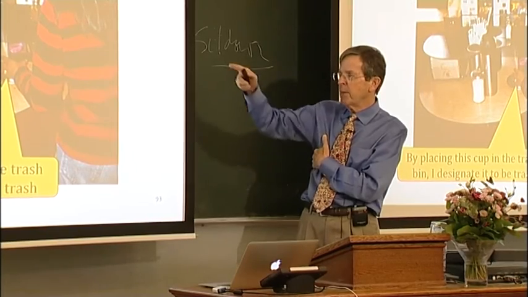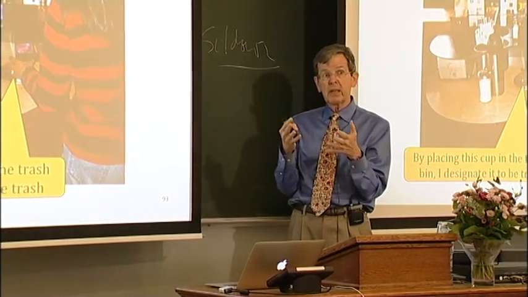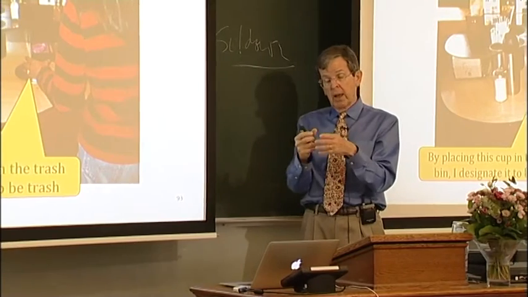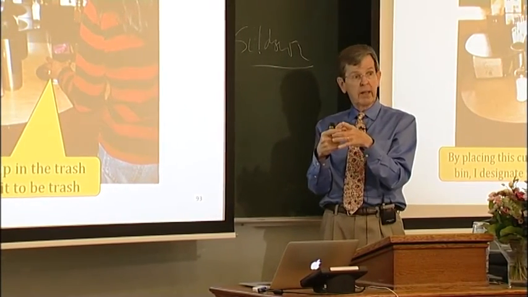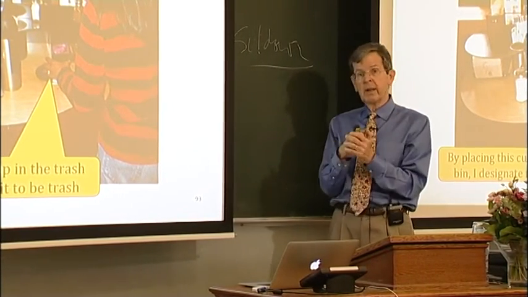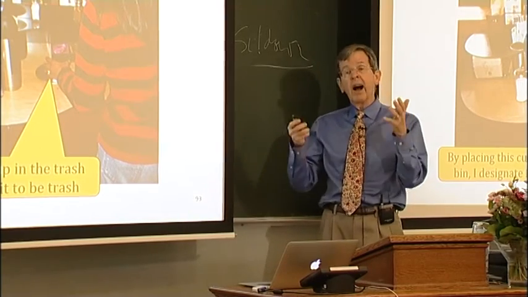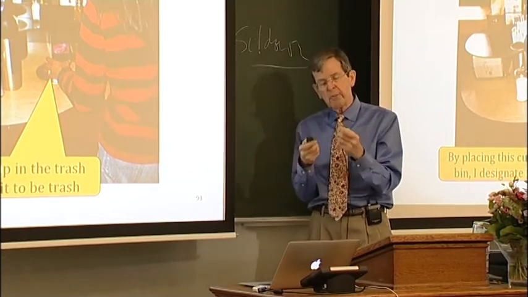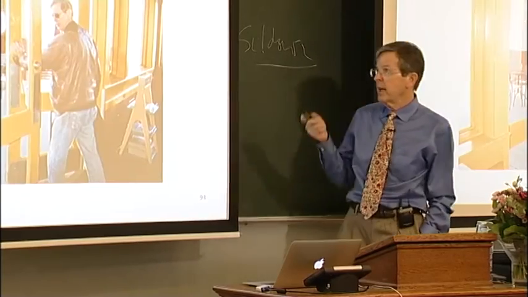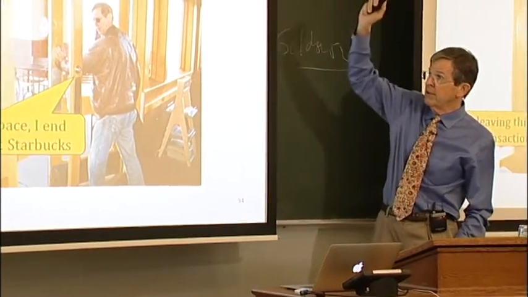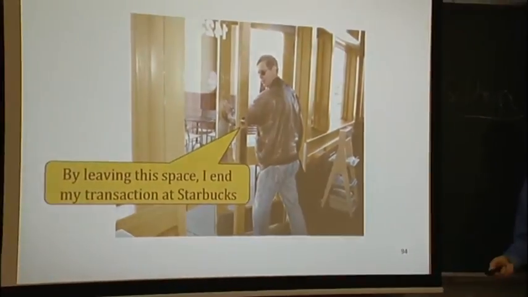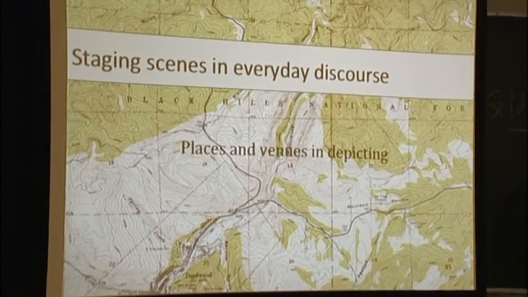By placing this cup in the trash bin, I designate it to be trash. So as long as she has the cup with her, it's not trash. But as soon as she puts it in that bin, she is saying, I'm specifying this to be trash. And that's just a placement issue. And here he leaves this thing. By leaving the space, I end my transaction with Starbucks. Okay.